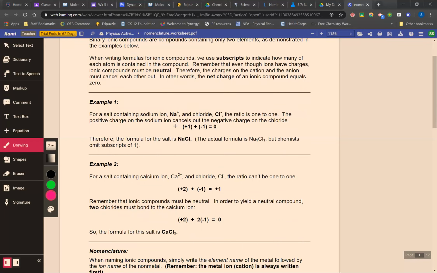So if we look at the positive charge on the sodium and we add the negative charge of the chlorine, we come out with an overall charge of 0. That's what it means by neutral. The net charge is neutral. Okay. So the formula then becomes easy. NaCl. We did this on the worksheets.